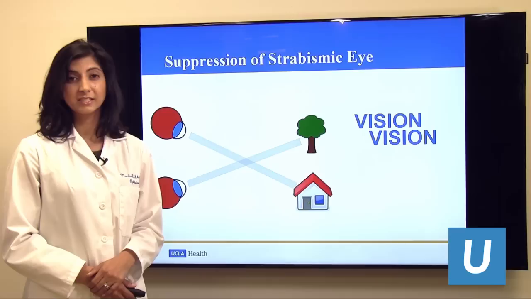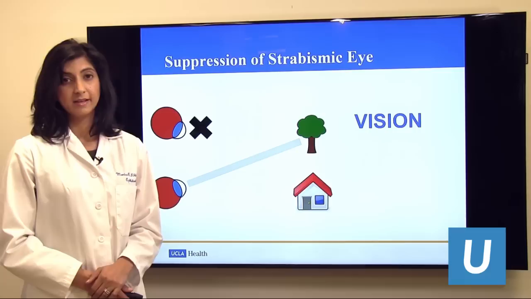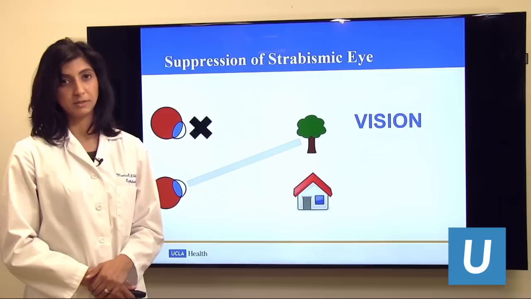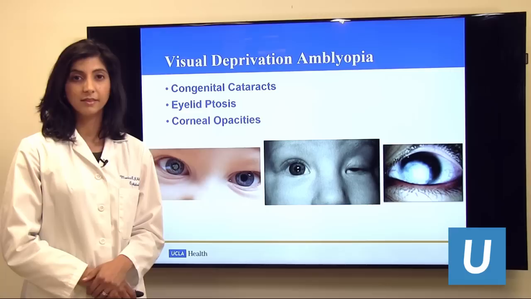So in a child, in an effort to avoid that double vision and visual confusion, they will suppress the images from one eye. While that helps them functionally and to be able to navigate their environment without stumbling over things, that unfortunately comes at a cost of amblyopia because that brain is no longer getting the visual stimulation from that eye. Now, what about visual deprivation amblyopia? Visual deprivation amblyopia occurs when there's a structural problem within the eye that prevents light from being able to enter and then get passed on to the brain.